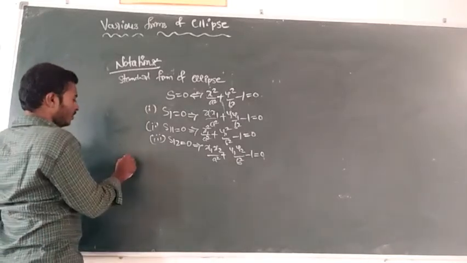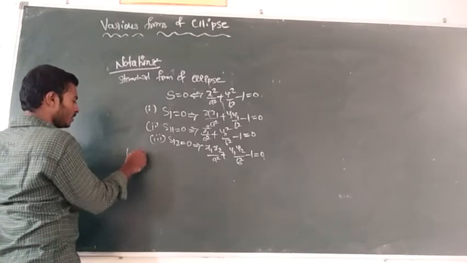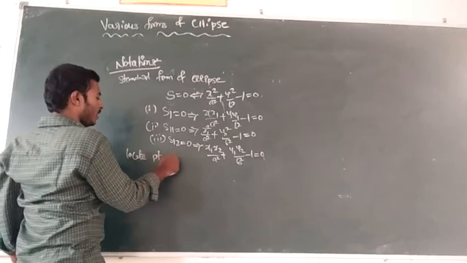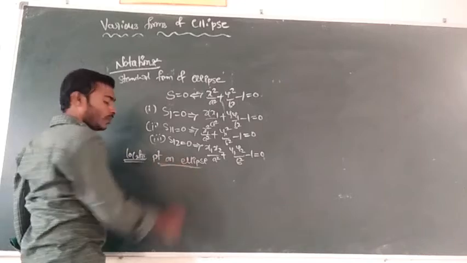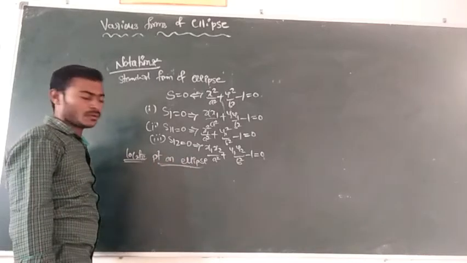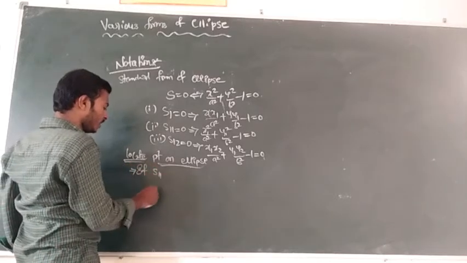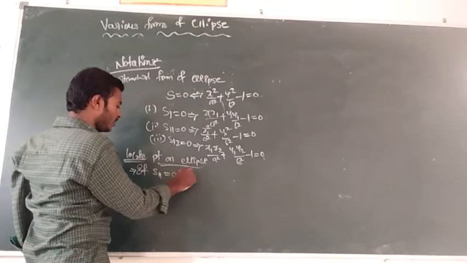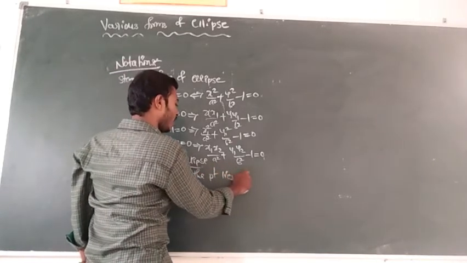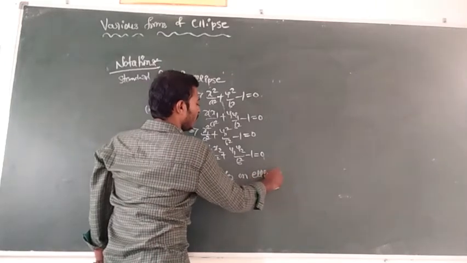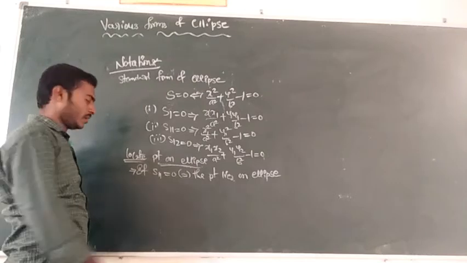And locating a point on ellipse. Locate a point on ellipse means, if S11 equal to 0, if and only if the point lies on the ellipse. If S11 equal to 0, the point lies on the ellipse.